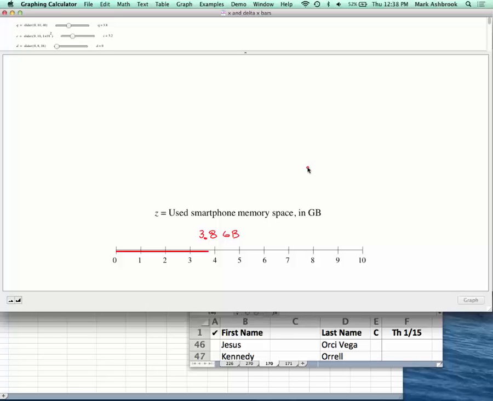Make sense? Okay, and then later on, Z can take on many values. It's a variable. Variables vary. Now Z has the value of 7. 7 used gigabytes on the smartphone. And so this is a visual representation of that variable Z that can take on many values, many amounts of used memory space. Okay, I want to show something else.